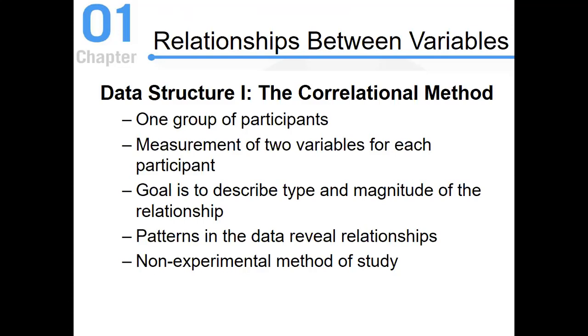And the goal of this research design is to describe whether or not there's a relationship. If so, in what direction is it going and how strong is it? What's the magnitude of that relationship? Patterns in the data are going to reveal relationships. So this allows us to determine whether or not there's a connection between two variables of interest.